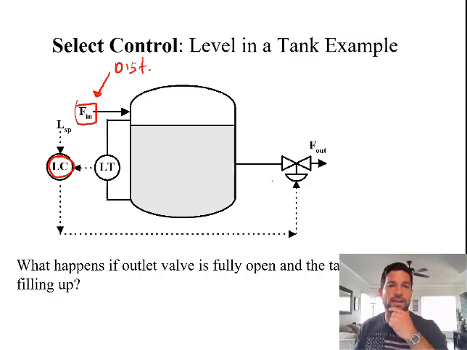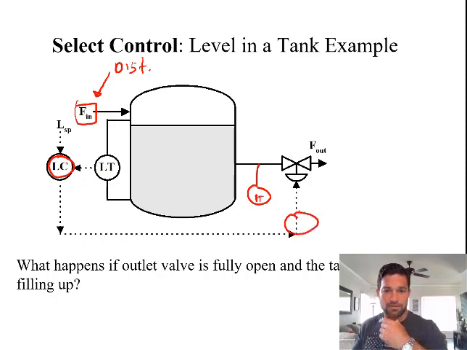All right, so let's think about how we're going to do that. What we did before is we had a select control. So what I'm going to do here is I'm going to do something first. I'm going to add a cascade loop to the flow control coming out. So we have a flow controller now in our primary control loop.